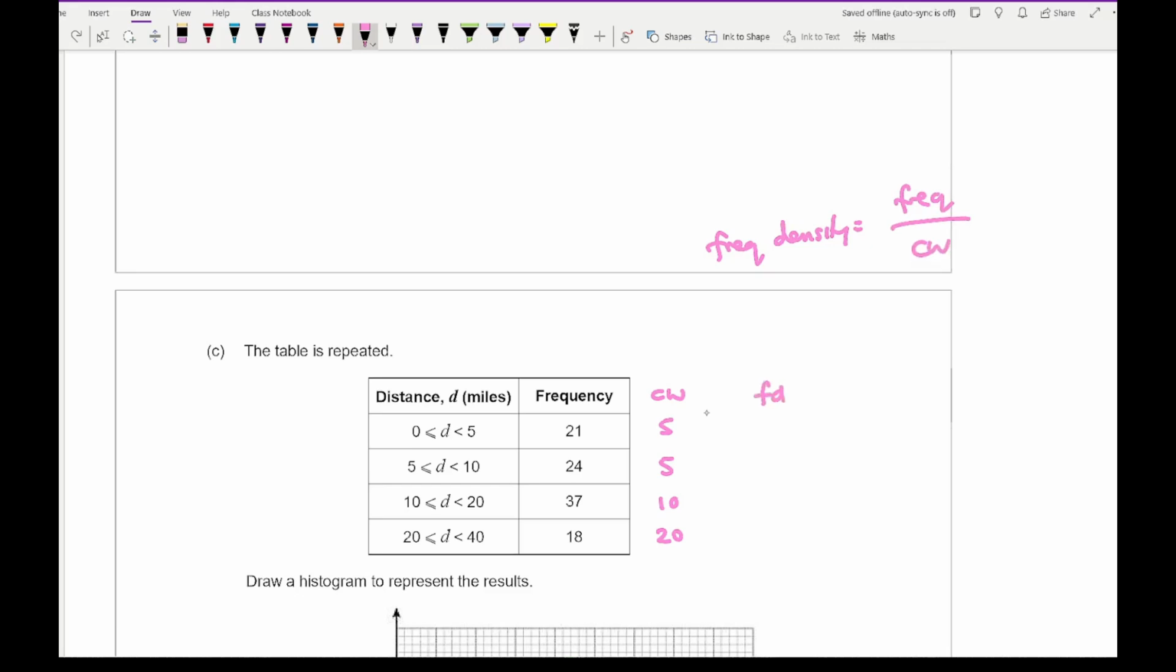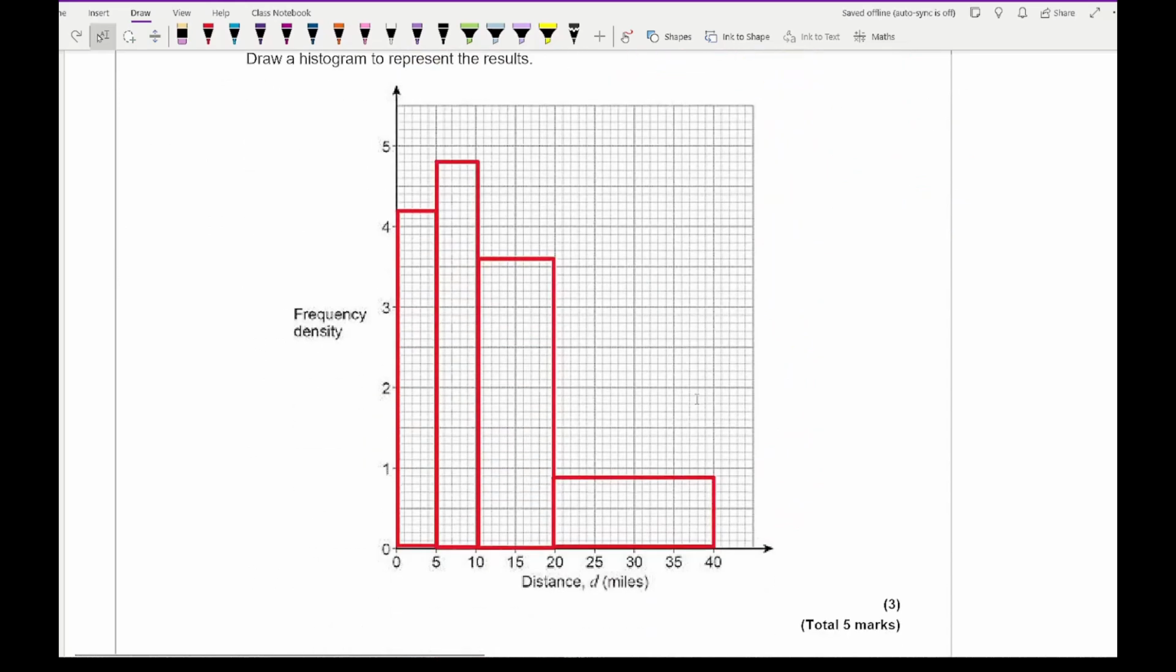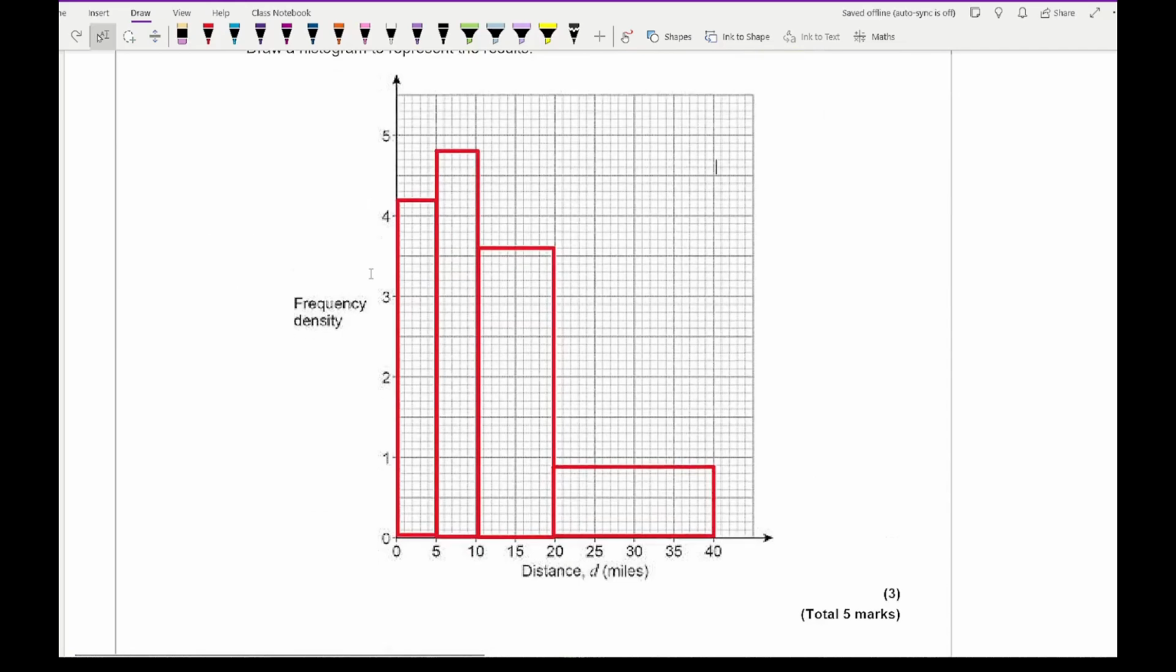So here the frequency density is going to be 21 divided by 5, and then if I divide by each of these, we get values of frequency density being 4.2, 4.8, 3.7 and 0.9. Then all that's left for me to do is to plot the distances using the class boundaries and the frequency density, and what you should end up with is something that looks like this, remembering to make sure that the bars are the correct width and the correct height.